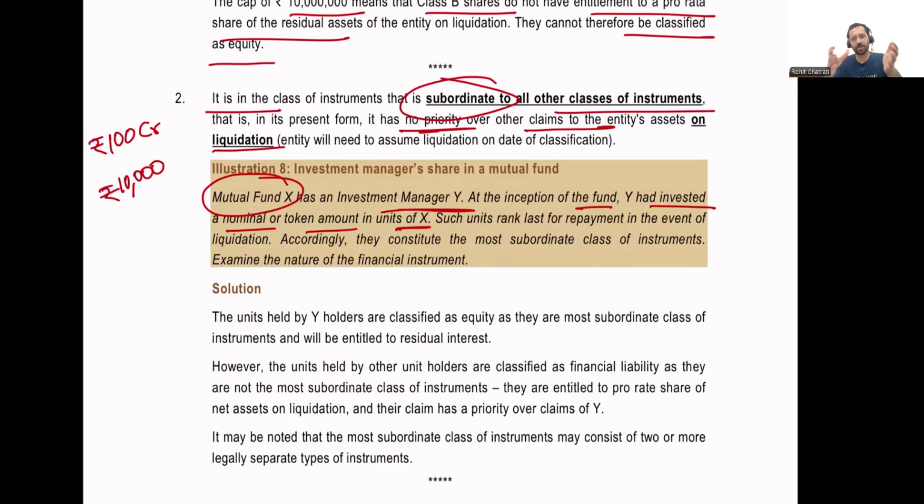What does an investment manager do? He basically runs the mutual fund. In addition to running the mutual fund, Y has also invested a nominal or token amount. He's invested 10,000, and 10,000 is a very small amount in the context of the total size of the mutual fund of 100 crores. Such units rank last for repayment in the event of liquidation. What they are saying is the units that entity Y is holding rank last in the event of liquidation. Accordingly, they constitute the most subordinate class of instruments, and the question is to examine the nature of the financial instrument.